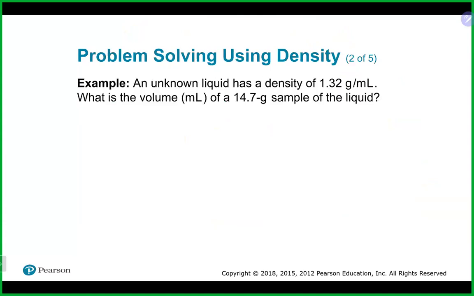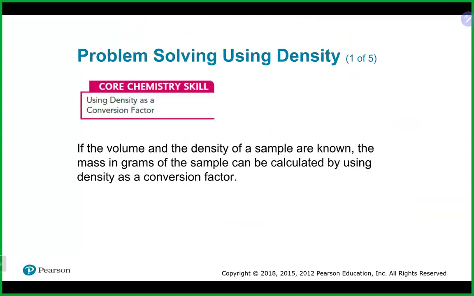So let's talk about using density itself. Density can be used as a conversion factor. Let's just say, for example, we had the density we just finished getting, 6 grams per milliliter. We could always use density as a conversion factor if it's given to us. We could flip it around and put the milliliters on top and the grams on the bottom, and we could actually use it as a conversion factor.